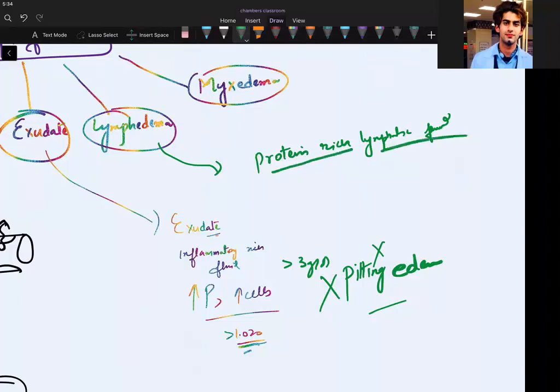You should read like this in the books with open eyes, and understand word to word what it is. Then you will get the meaning. So protein rich lymphatic fluid is present in the interstitial tissue, or your body cavities. You have the peritoneal cavity, pleural cavities, pericardial cavity.